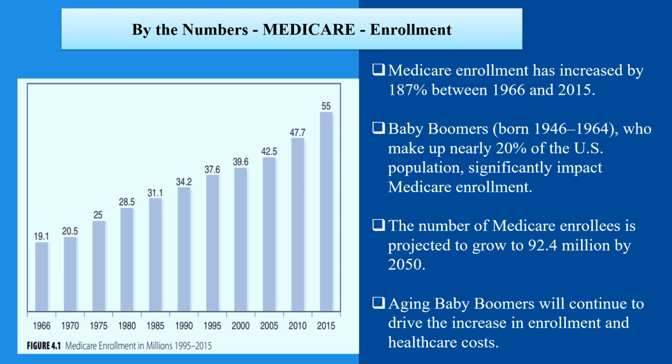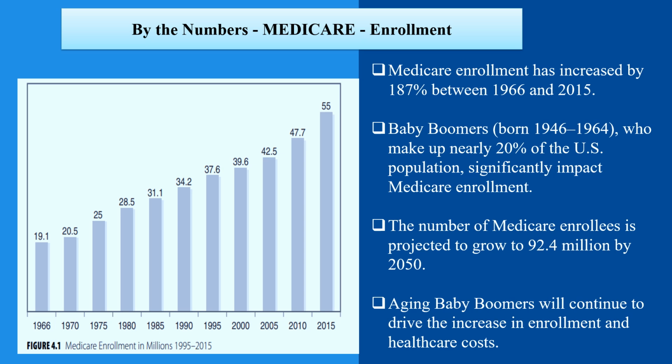Prior to Medicare, older adults were often considered the most bothersome and least desirable type of patients as they were more likely to have multiple illnesses or diseases and were often unable to pay for their care. After Medicare was enacted, older adults became an attractive source of revenue for hospitals, representing a monumental shift in hospital financing. So this is a graph showing that Medicare enrollment has increased by 187% between 1966 and 2005.